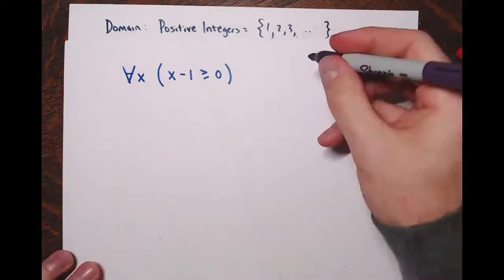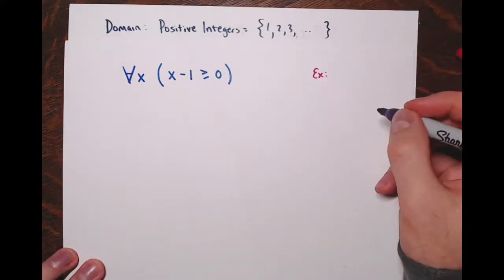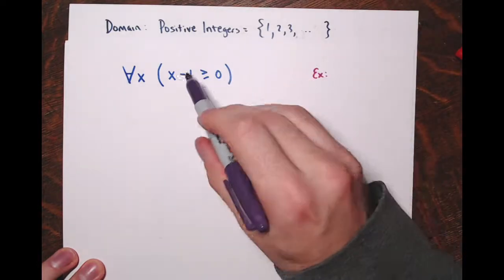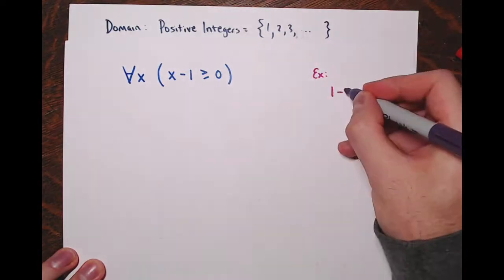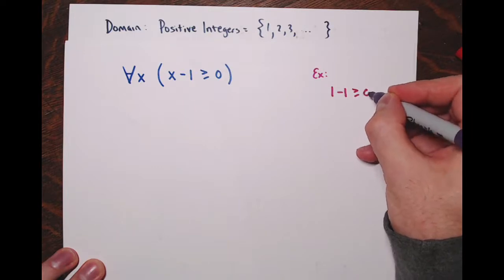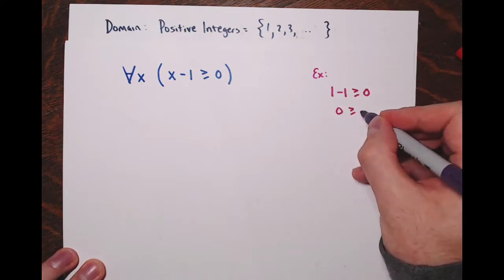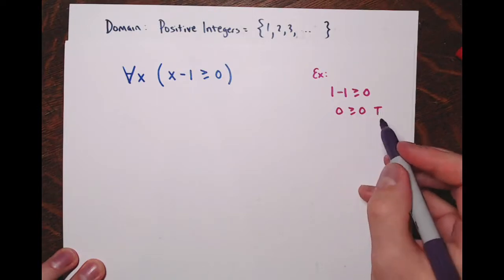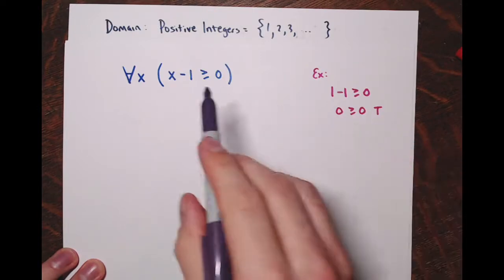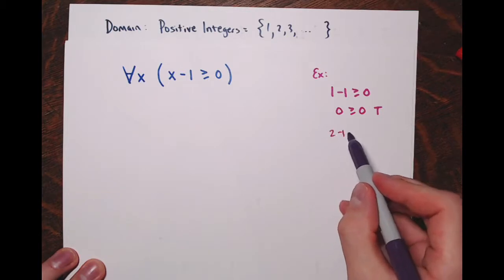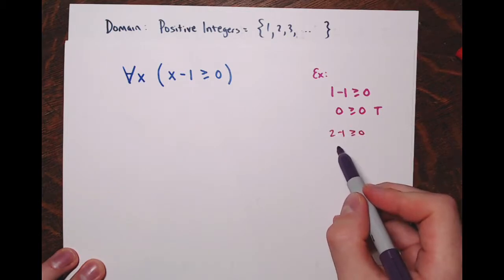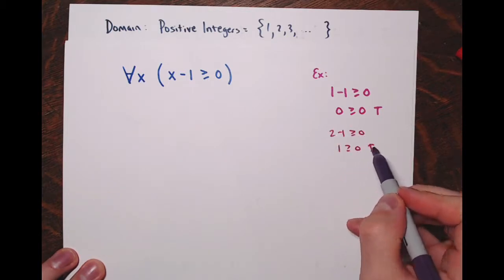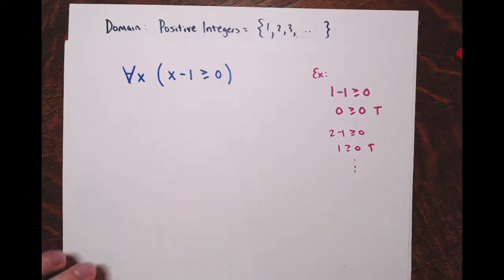All right, and let's try it out. Examples. Let's just start with 1 here. Replace x with 1. Is 1 minus 1 greater than or equal to 0? Well, you got 0 is greater than or equal to 0. Yeah, it's equal to 0. And then replace x with 2. Is 2 minus 1 greater than or equal to 0? Yeah, that's 1 is greater than or equal to 0. That's true as well. Again, not a proof. Just because I show a couple examples, it's not a proof.